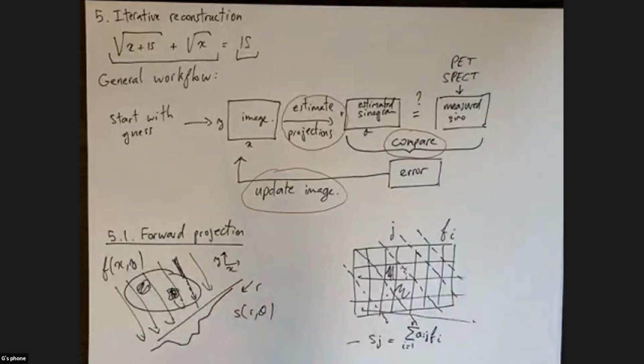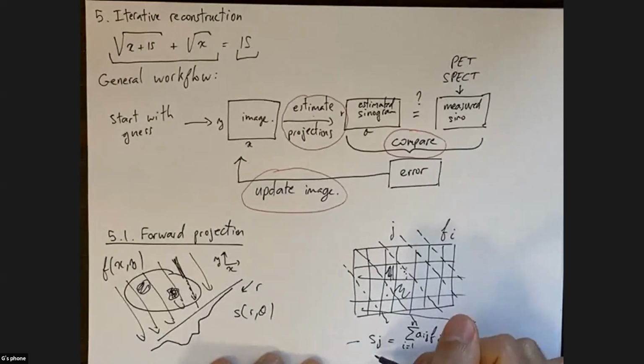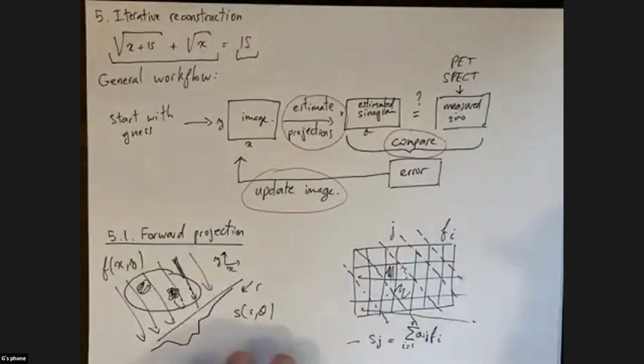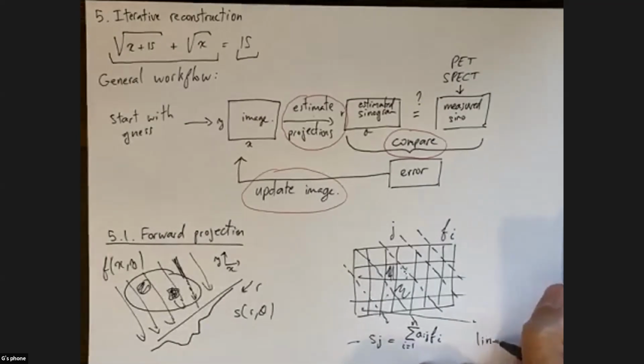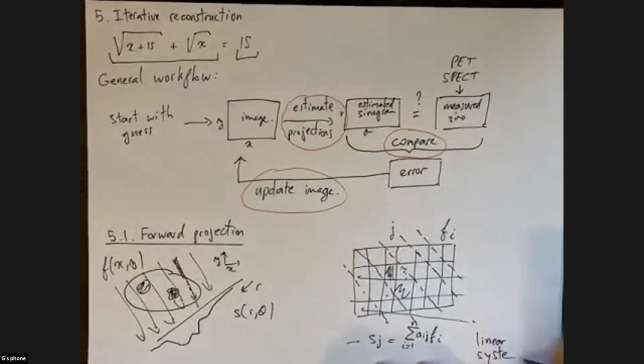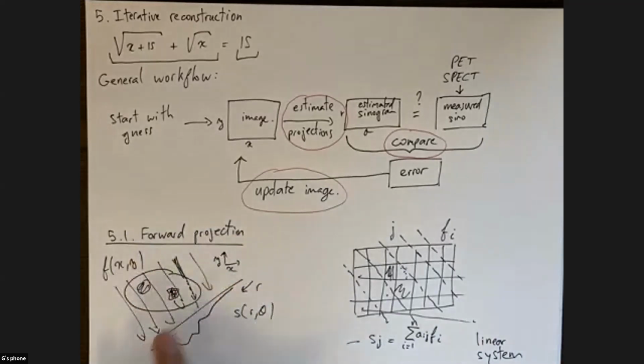A of ij is a big matrix, and the matrix says whether each pixel i contributes to the sinogram element j. What we're saying here is basically that imaging is a linear problem, actually a linear system. This whole process of imaging a distribution of radiotracer using a scanner is a linear problem, and so we can write it as a linear combination such as this.